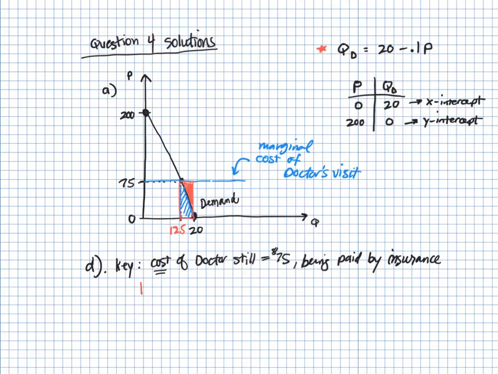So we can say the total cost of producing those last 7.5 units is equal to 7.5 doctor's visits times $75 each, which yields a total of $562.50.